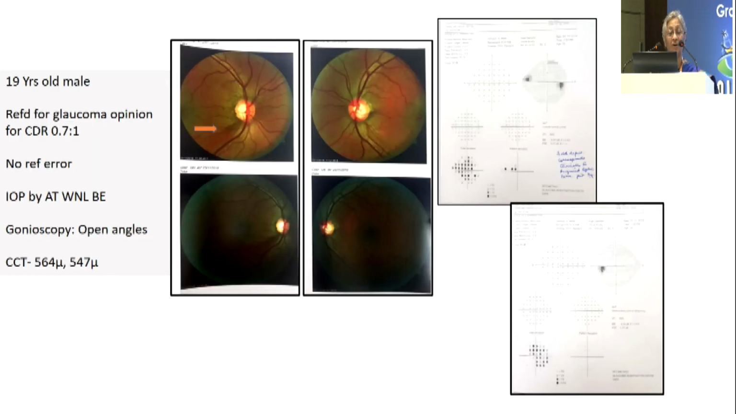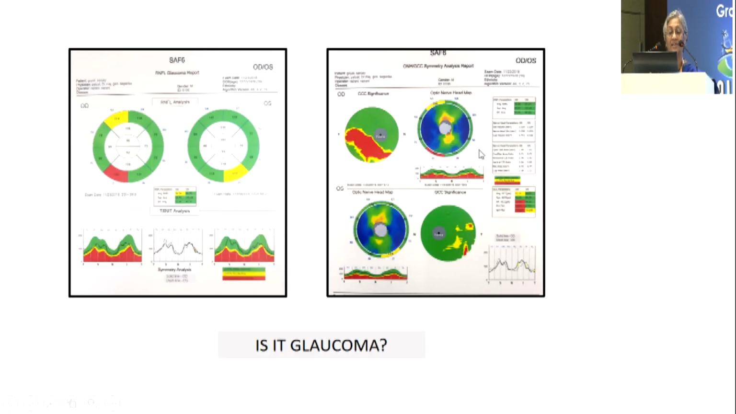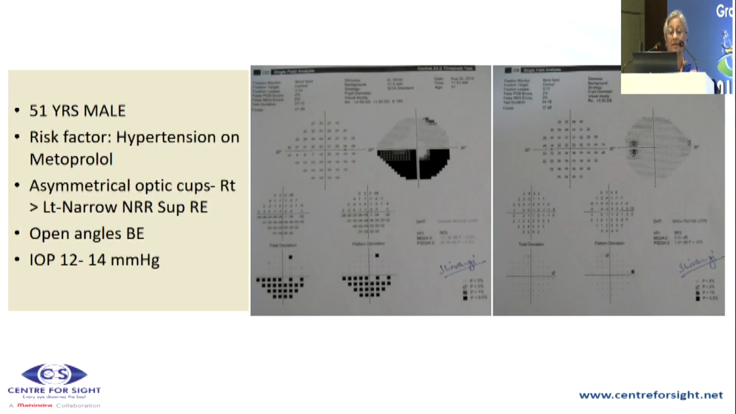19-year-old male, referred for glaucoma opinion. Just have a look at the retinal nerve fiber layer here. Also look at the optic cup. Everything is absolutely normal. But he has a small defect in the right eye in the visual field. If you look at the defect also in the GCC, in the retinal nerve fiber layer here is the defect, and also in the GCC. Is it glaucoma? No, he had an optic disc pit.